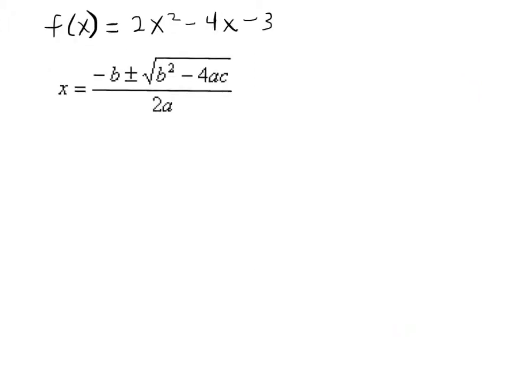Okay, my next example is the function f of x equals 2x squared minus 4x minus 3. So again, I'm going to identify my a, b, and c in this function. So my a is 2, my b is negative 4, and my c is negative 3. So I'm going to again sub into my quadratic formula. In this case, my b is a negative, so when I sub in here negative b, this becomes 4 plus or minus the square root.